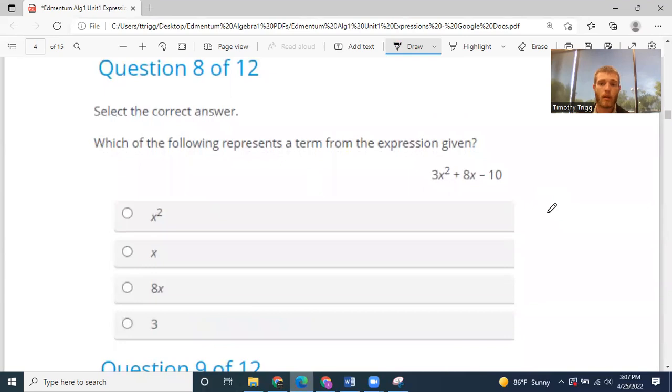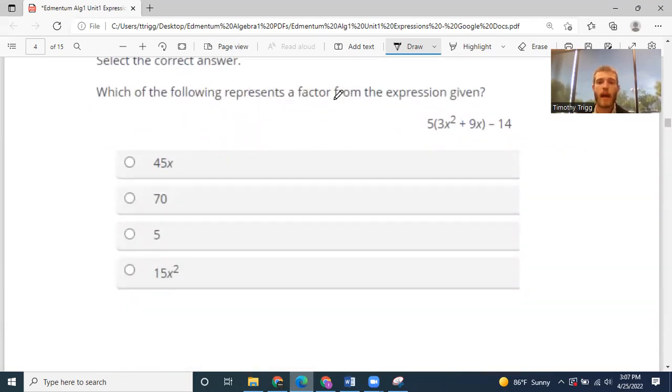Number 8. Which of the following represents a term from this expression given? So in this case, there are 3 terms. 3x squared is a term, 8x is a term, and negative 10 is a term. This term, the negative 10, is a constant. Okay, so which of these is a term? 8x is a term.